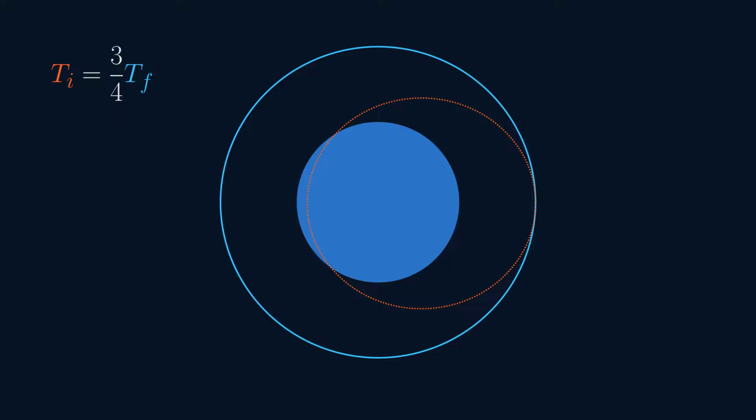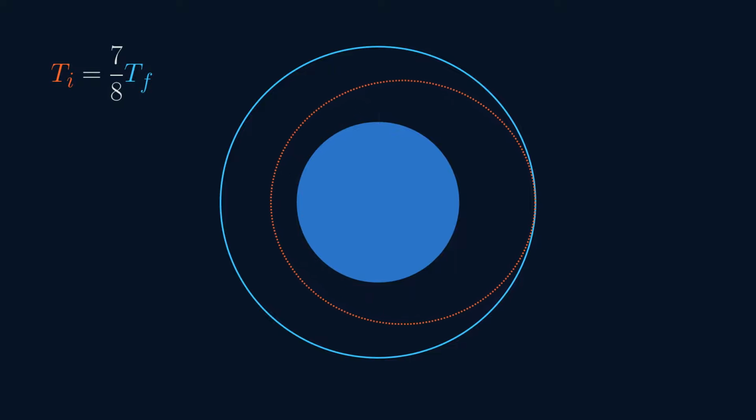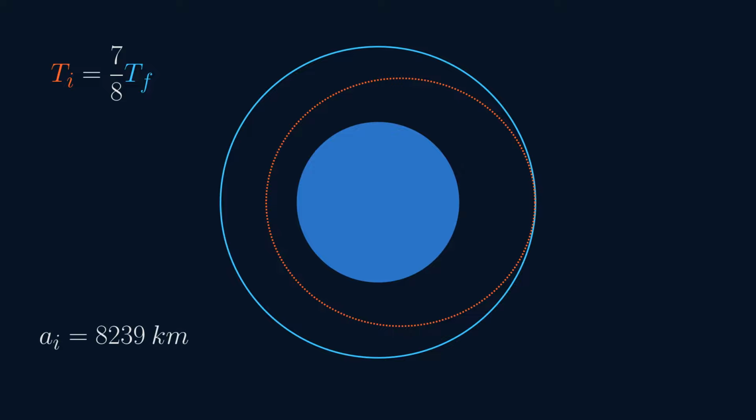But it turns out we could fix this by increasing the period to be 7/8 times the period of the final orbit, rather than 3/4. Doing this nicely puts the perigee above the atmosphere, but it means we have to wait 2 orbits in between releasing satellites. As I'm sure you will agree, waiting a bit longer is preferable to having your satellites burn up in the atmosphere.